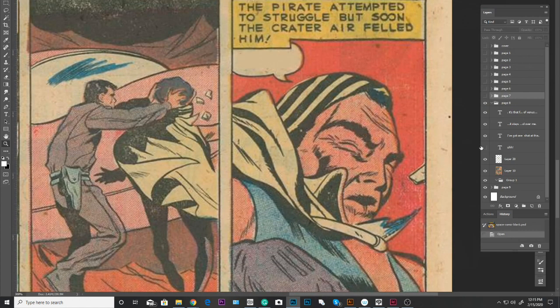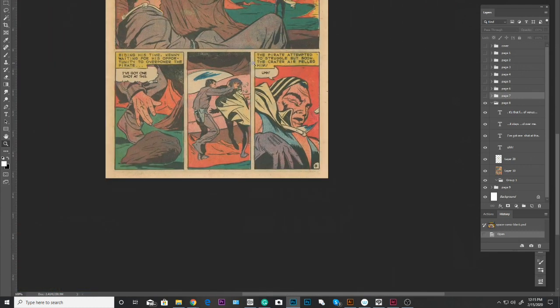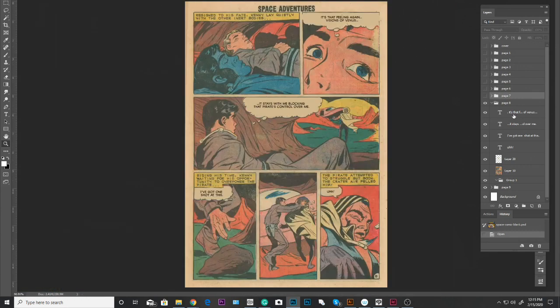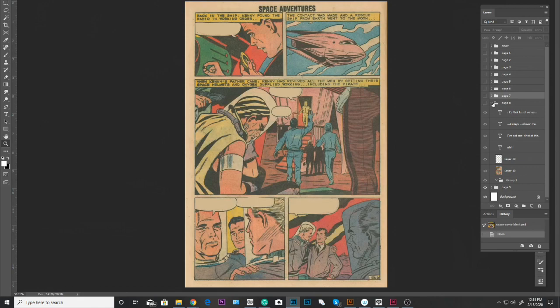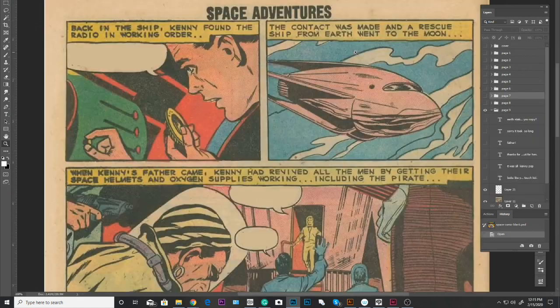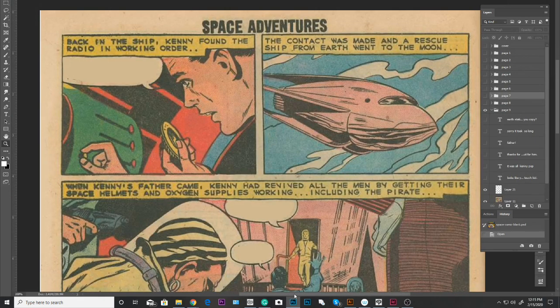All right. And then just, so he gets knocked out. And then this is going to be our last page, I think. So a lot of this, we've already got captions and everything.